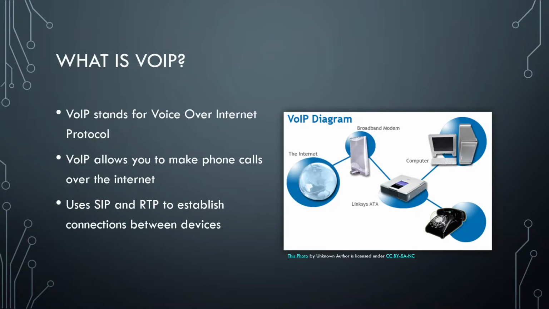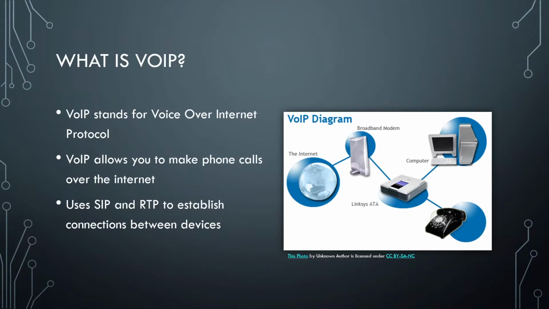So first, what is VoIP? VoIP stands for Voice over Internet Protocol. It allows you to make phone calls over the internet, and you can do that using VoIP phones, also called IP phones, software on your computer called soft phones or software phones, applications on your phone, and adapters connected to a traditional landline phone, such as the one shown in the diagram on the slide.